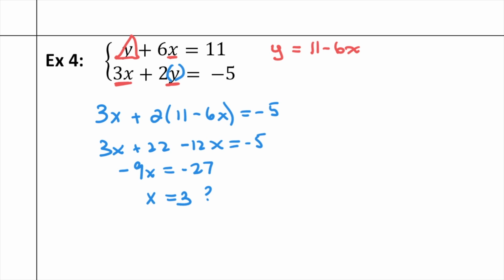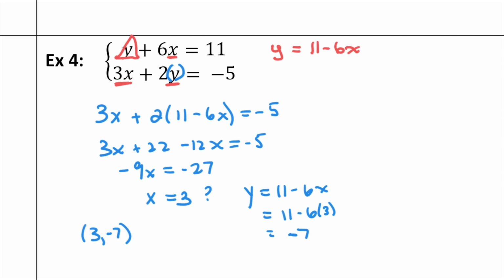Go back to y equals 11 minus 6x. Fill in the 3. So y is 11 minus 6 times 3. We're going to end up with a negative 7. So I believe the answer is 3, negative 7.